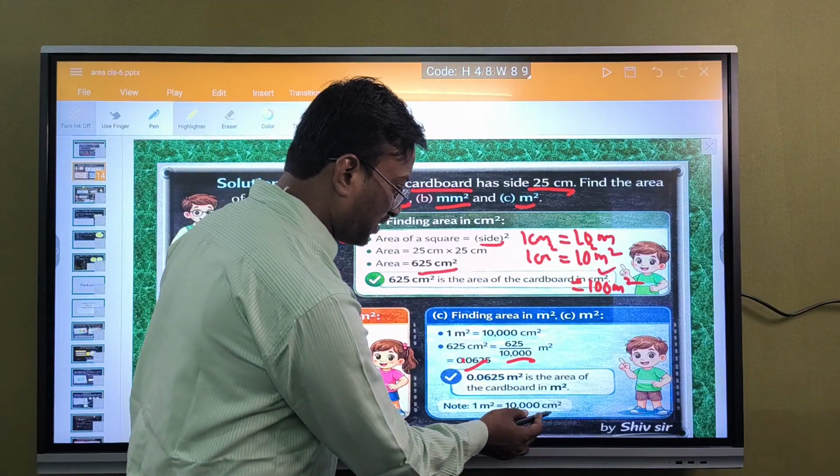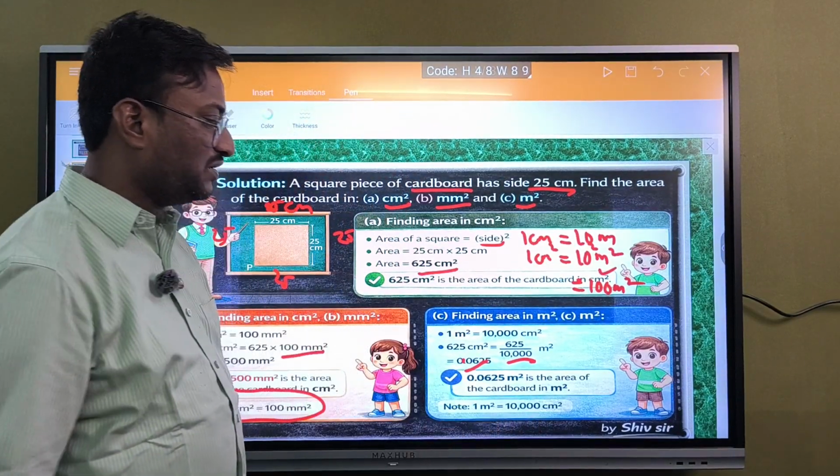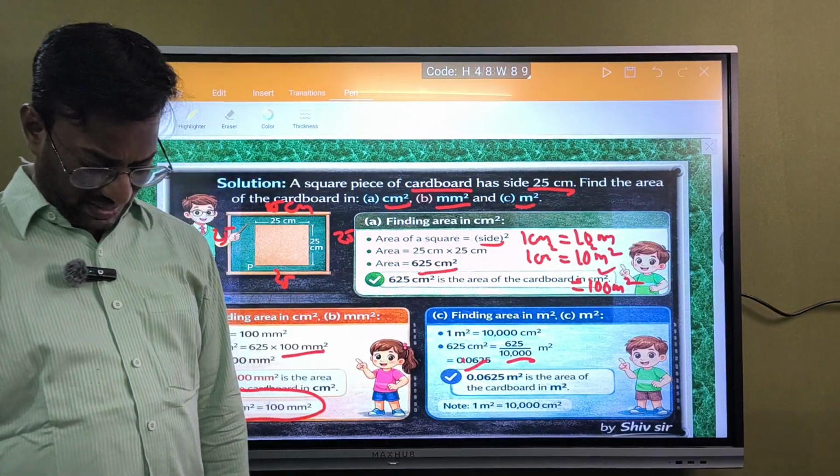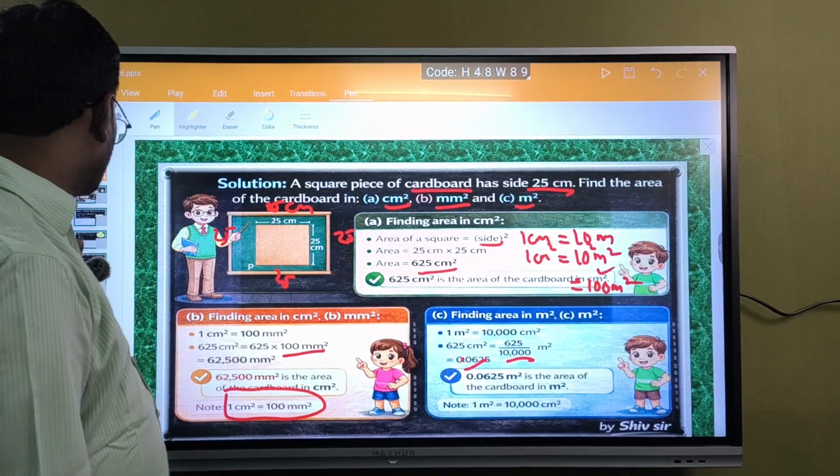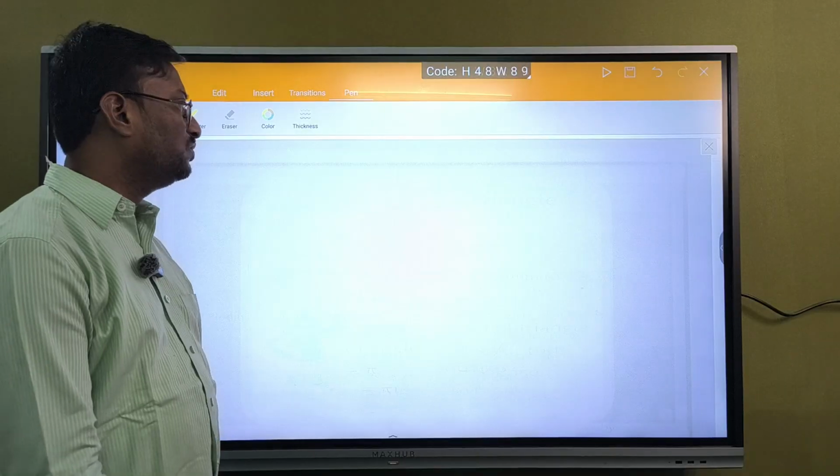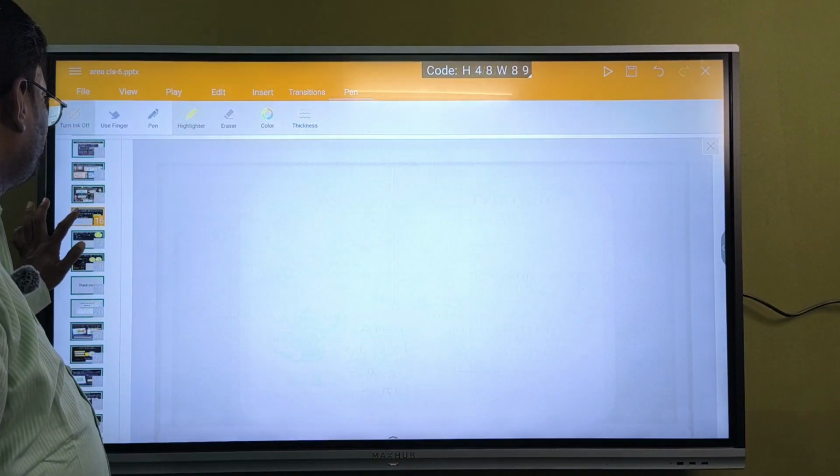This is also something you should remember, children: 1 meter square is equal to 10,000 centimeter square. Likewise, we can do the problem. Let us try to do one more problem now.